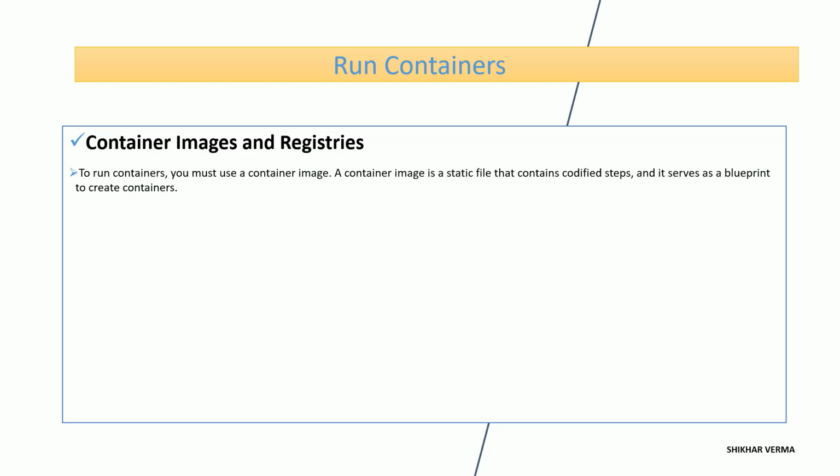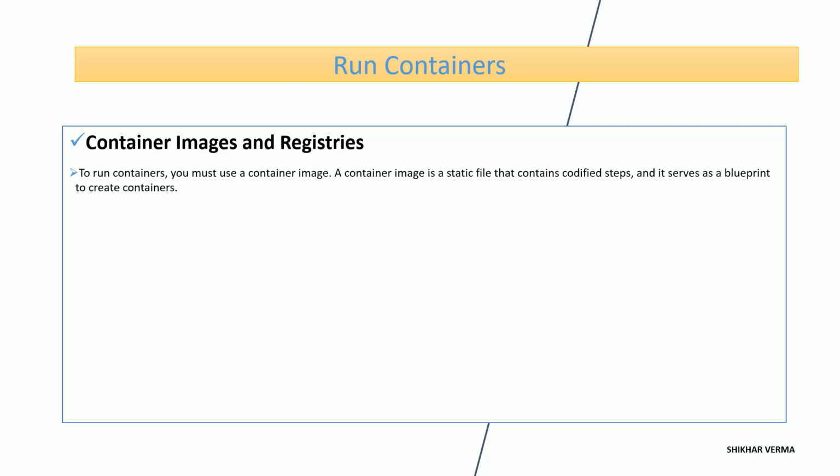Suppose I want to run a Ubuntu operating system. So first step, you are supposed to download the container image of Ubuntu onto your local machine. And once you have that image, then you can run the container. Suppose I want to have a Nginx web server. So what you can do, you can download the container image of the Nginx web server on your local system, and then with the help of commands, you can run the Nginx containers.